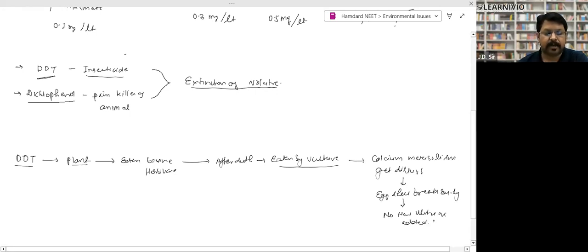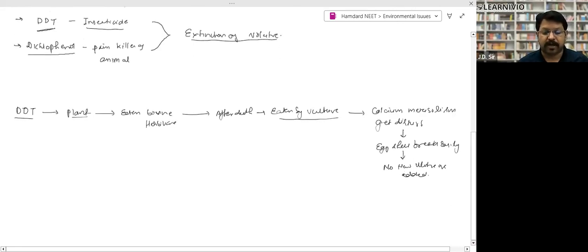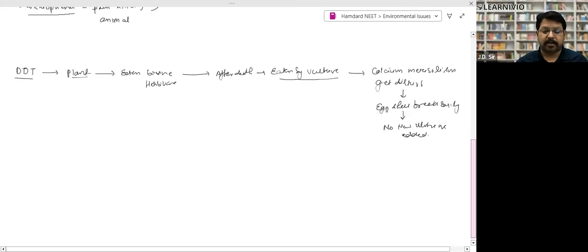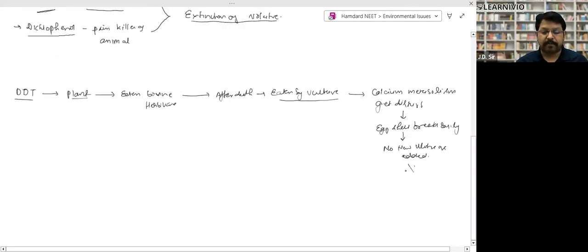The story ends here, right? So no new vultures are added to the population because no young ones will be born, right? So that's why the vulture population is reducing. The second thing is diclofenac.